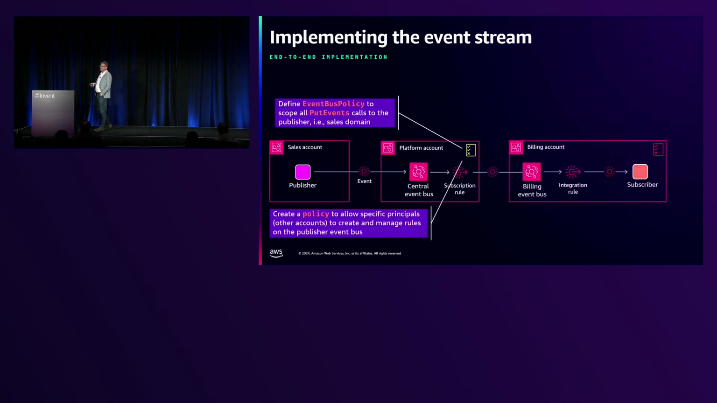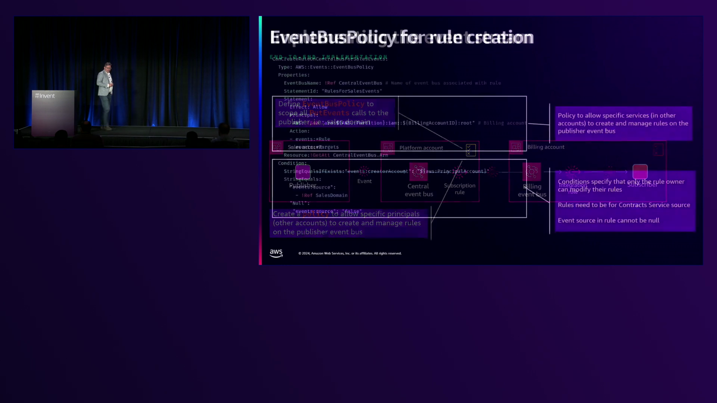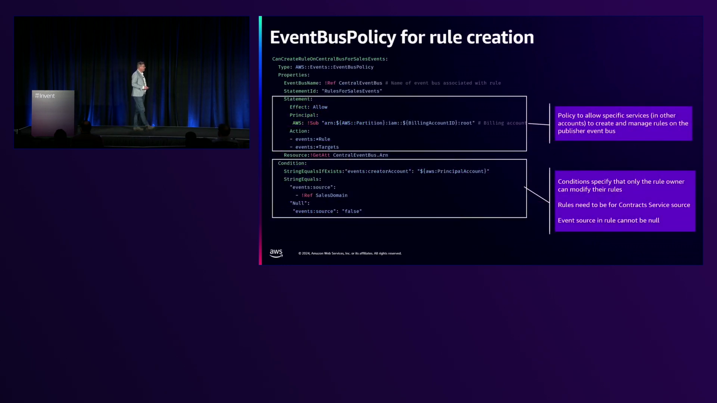The next policy that we need to set is to allow billing to create and manage the rules on the event bus. This policy looks a little bit like this, where we're saying the principal for this account is the billing account, and it can create and manage rules as long as these conditions are met. So the event source needs to match. You can't create rules with empty filters, for example, and this allows the billing service to define a rule in their own resource stack, which will then get put onto the central event bus.